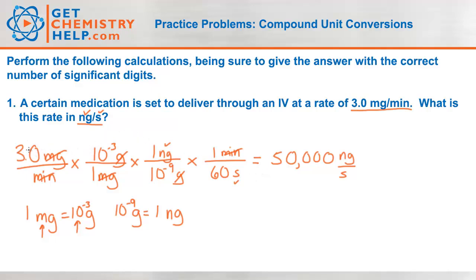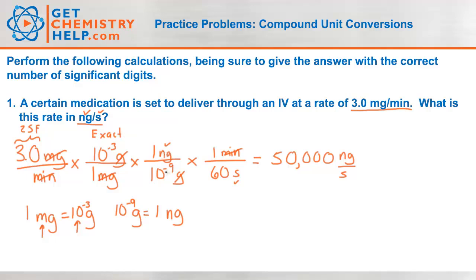So 3.0, well, this has two significant figures because we learned in our lesson on significant digits that zeros on the right, or trailing zeros, are significant if there's a decimal, and there's a decimal right there. 10 to the negative third grams into milligrams. Well, that is a metric to metric conversion, which means that one is exact because that's been defined. So that one's exact.